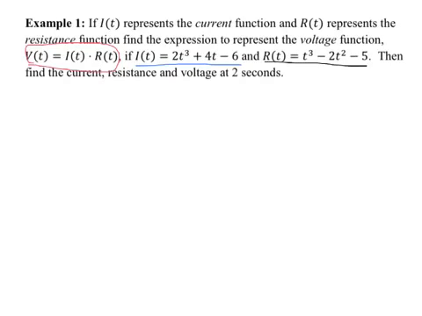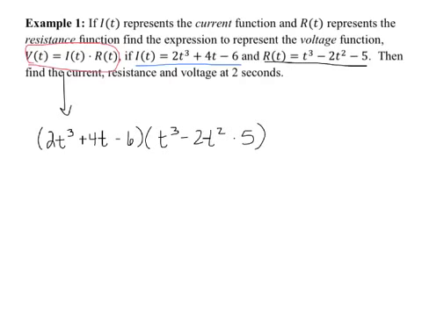So first we have to think about, all right, let's take a look and apply this rule that the voltage is equal to the current times the resistance. Well, the current is the following expression, 2t to the third plus 4t minus 6. And the resistance is t to the third minus 2t to the second minus 5. So we're going to be multiplying these two things together to give us the voltage function. Okay, that's what the voltage function is.